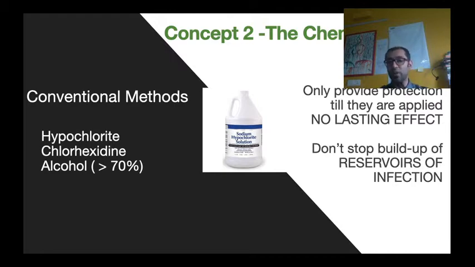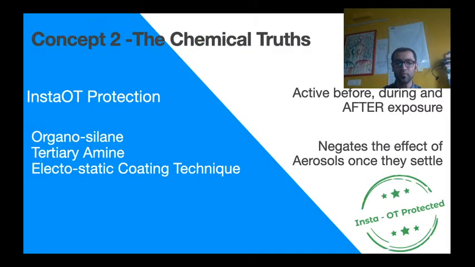In fact, what ends up happening is that you end up building reservoirs of infection. You end up building areas in your space where bacteria lie and proliferate in mass. That then becomes dangerous and becomes what we call nests of infection or reservoirs of infection, which is a concept that ICMR is actually talking about right now. The way InstaOT works and why it's different is that it involves an organosilane compound, which is applied by an electrostatic coating.